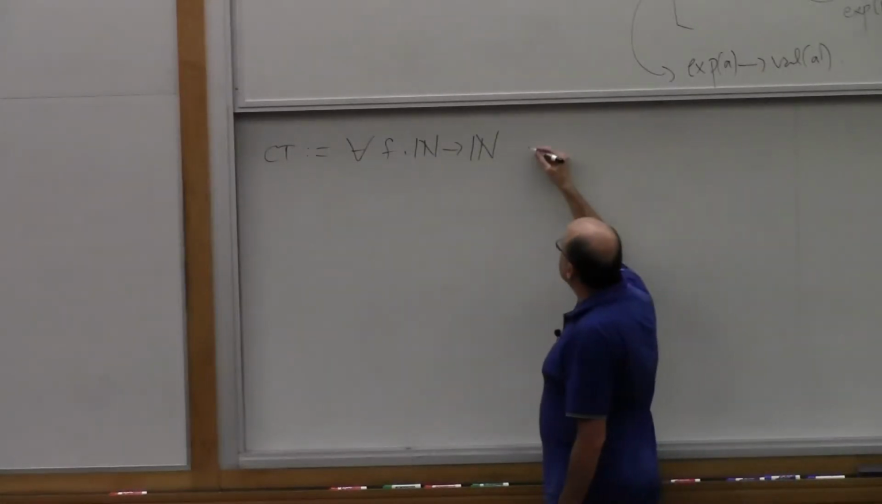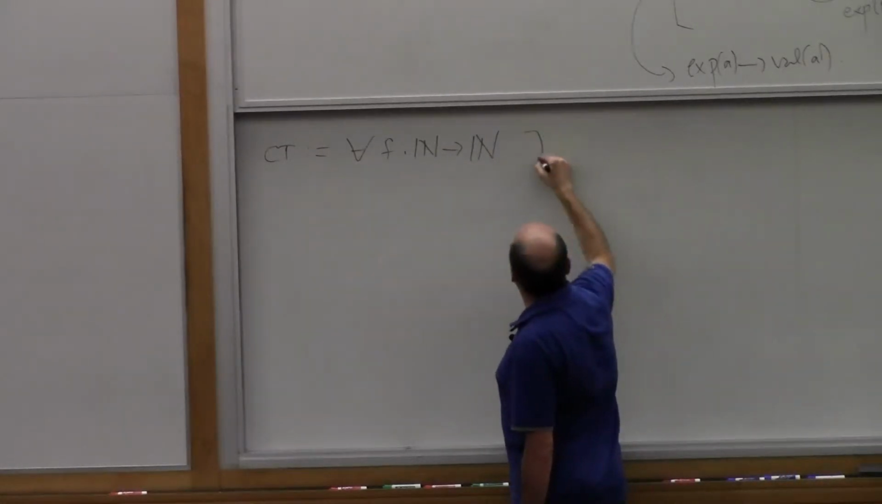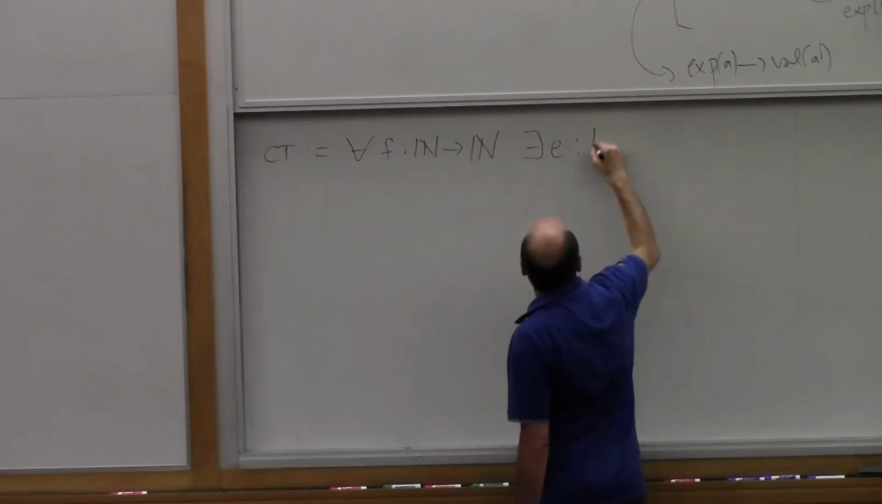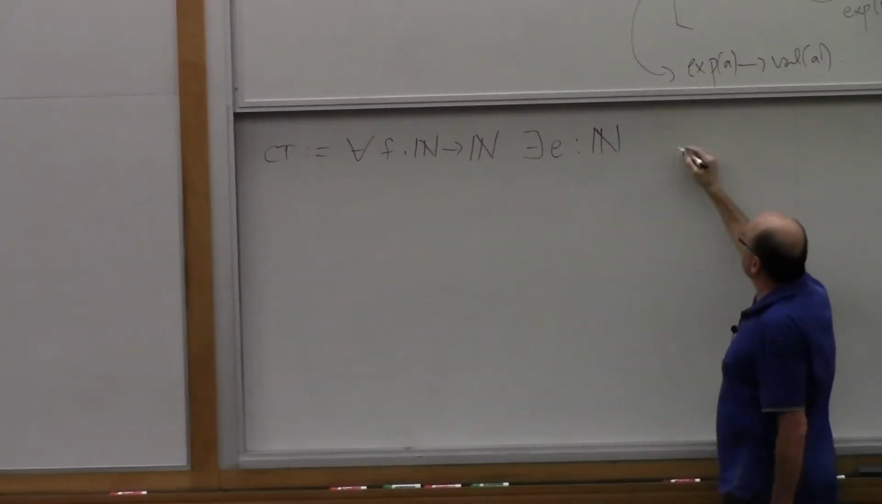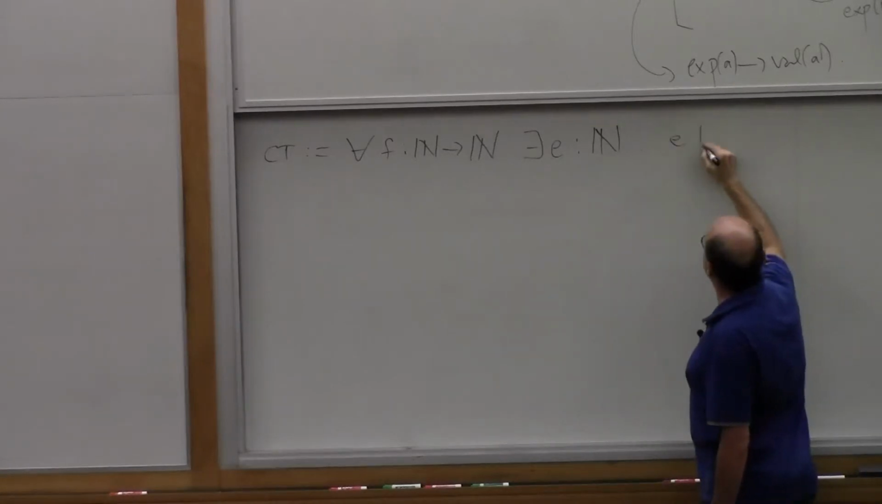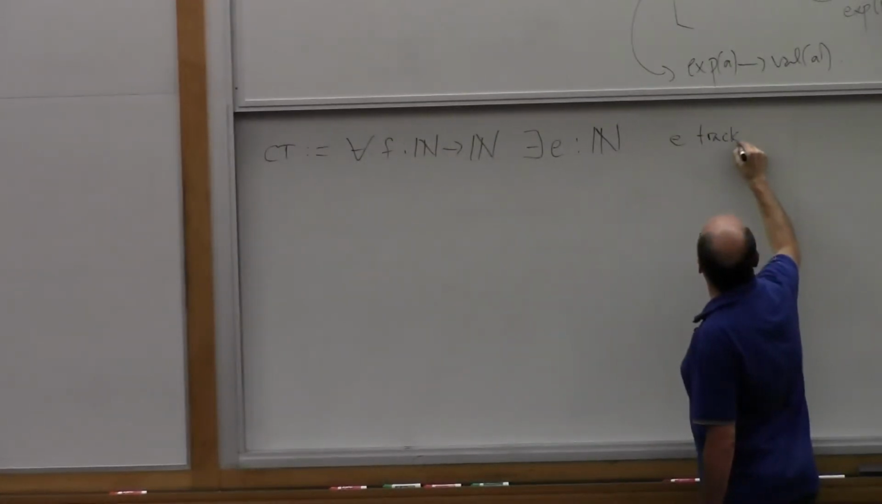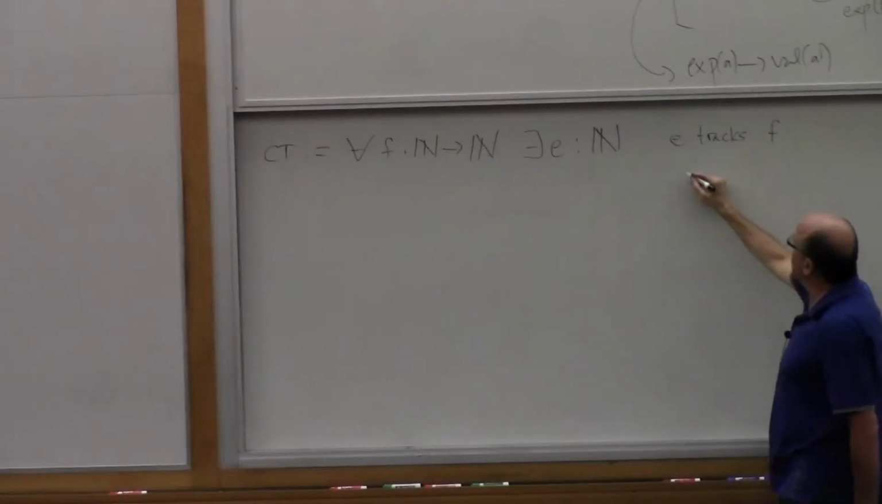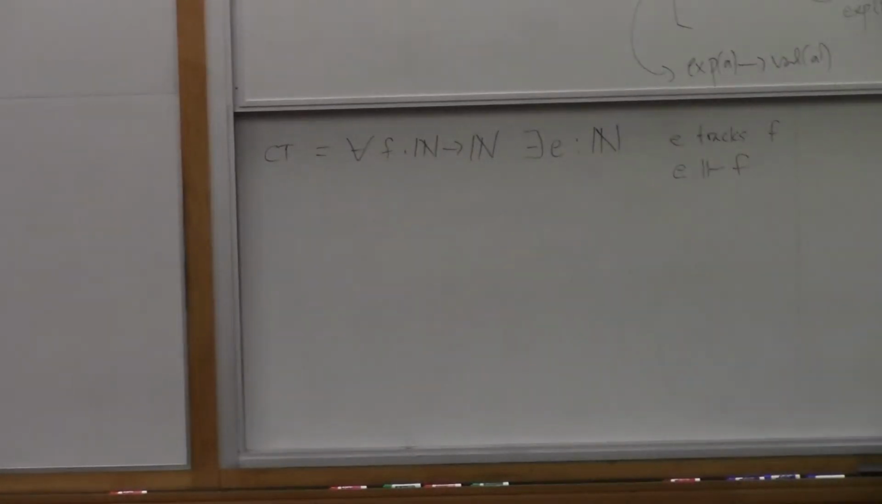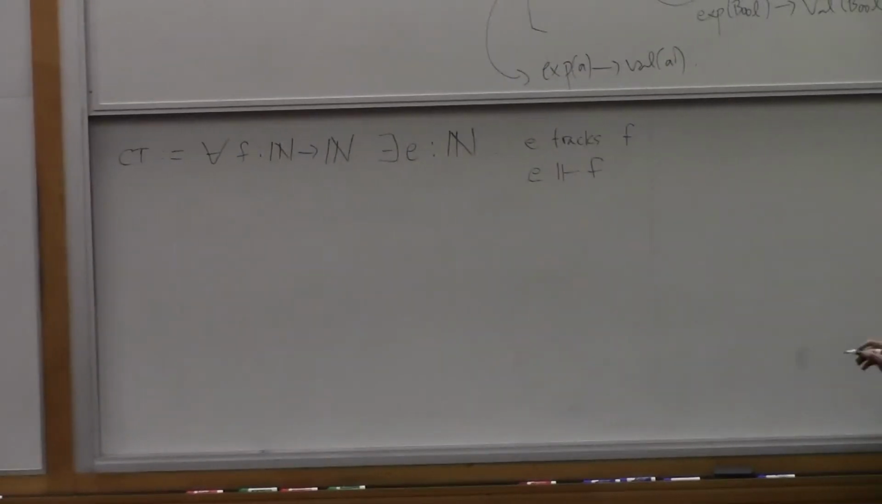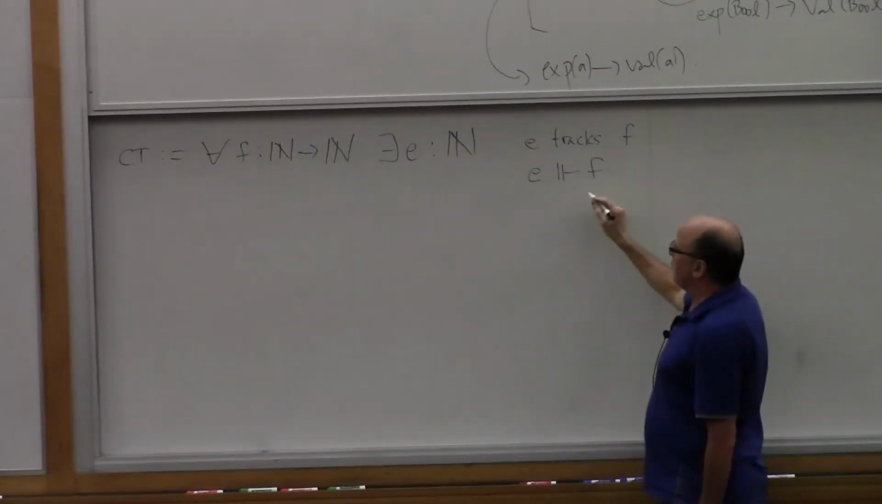So the statement would be, for every function from N to N there is an index e, and then sometimes people, I realize, write this in different notation. Sometimes people say such that e tracks f. That's something you will see. Sometimes you will see the forcing symbol used, e forces f, that sometimes is used. And what I did is I just spelled it out to what that means exactly.